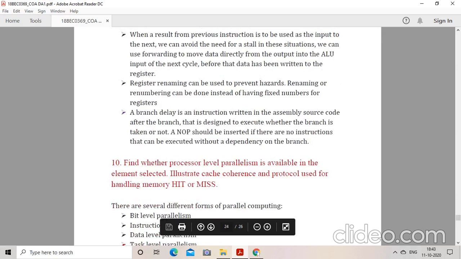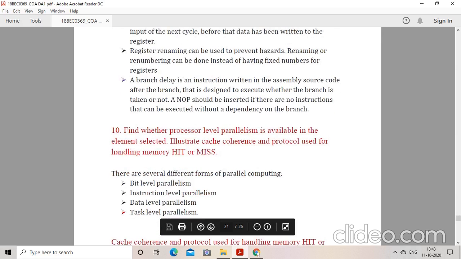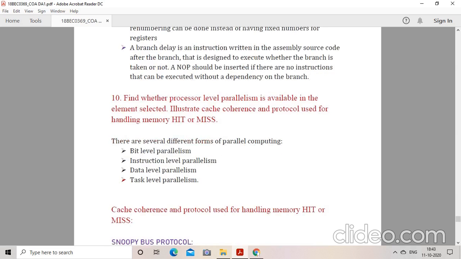And our 10th question is to find whether processor level parallelism is available in the element selected, and then illustrate its cache coherence and protocol used for handling memory hit or miss. Basically, there are several different forms of parallel computing: bit level parallelism, instruction level parallelism, data level parallelism, and task level parallelism. Cache coherence and protocol used for handling memory hit or miss.